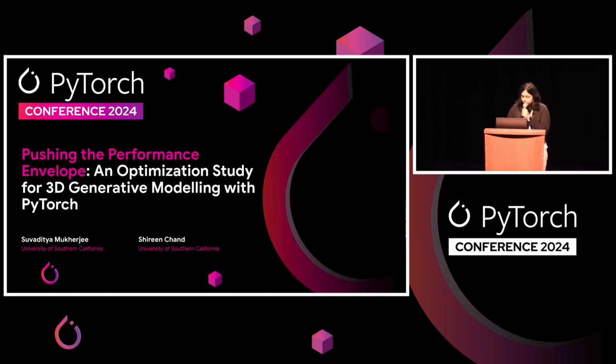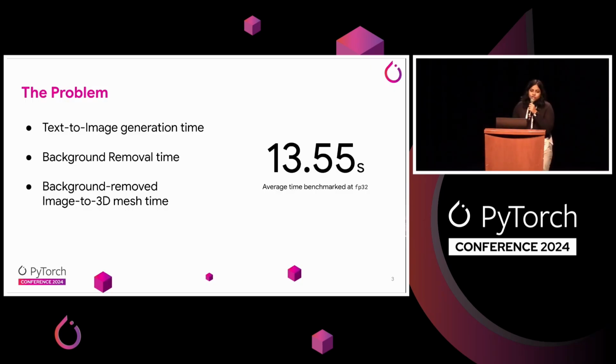Getting into the problem that we are trying to solve. Taking two models requires two different processes. One is text to image, and then from image to the 3D mesh, which then again involves three different times. One is the text to image generation time, the second is the background removal time, and the third is to convert the background removed image to a 3D mesh. The average time that we benchmarked at FP32 was 13.55 seconds, which is pretty high. And hence, the purpose of our study is to reduce this time, which we successfully did by reducing it by 3 times.